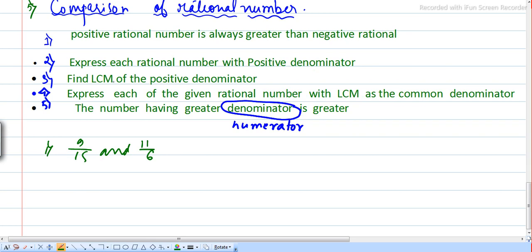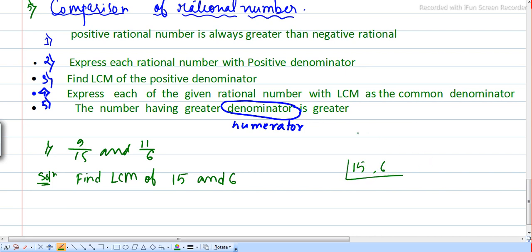Next, find the LCM of the positive denominators. So we'll write the solution of this comparison: find the LCM of 15 and 6. You already know, you learned this in class 6 also, how to find the LCM. So 15 and 6, you have to divide with prime numbers.